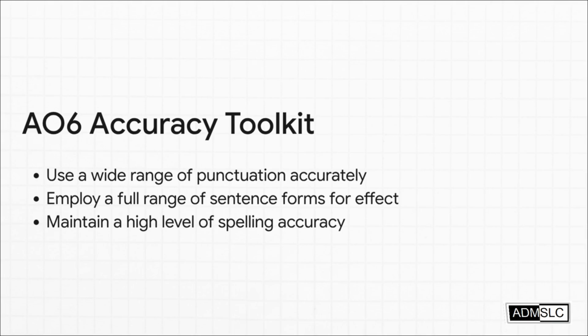And last but not least, the AO6 Accuracy Toolkit. Want a wide range of punctuation? Try using a semicolon to link two ideas that are super close. Want to vary your sentence forms for effect? Easy. Follow a long, rambling, descriptive sentence with a short, sharp, punchy one. Instant drama. And spelling? You know, the best tool for this is simple. Just leave yourself a few minutes at the end to proofread. Seriously, these little things can make a huge difference.